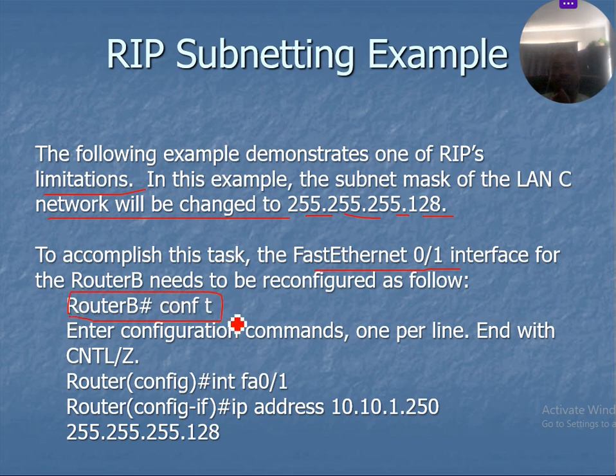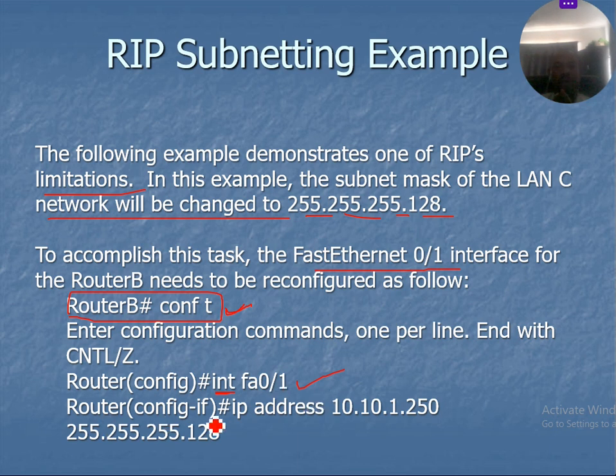Router B# config terminal. So that means enable the terminal to be configurable. Then you enter the configuration commands, one command per line, till you reach the end, then you hold Ctrl Z. After you enable the terminal, the next command, like we learned in chapter 7 or 8, is to write Router(config)# interface. This int means the interface FastEthernet 0/1. This is router B's interface 0/1.